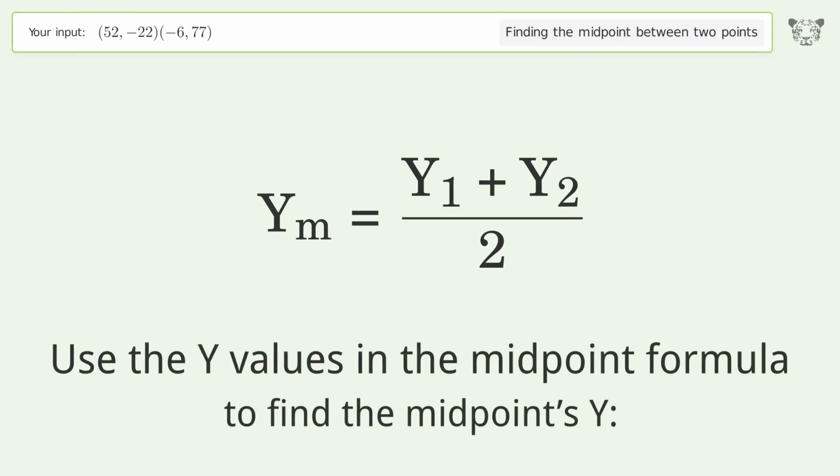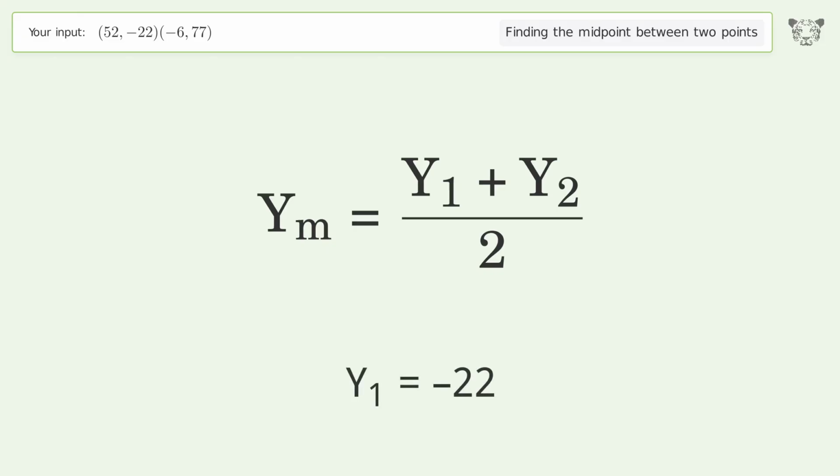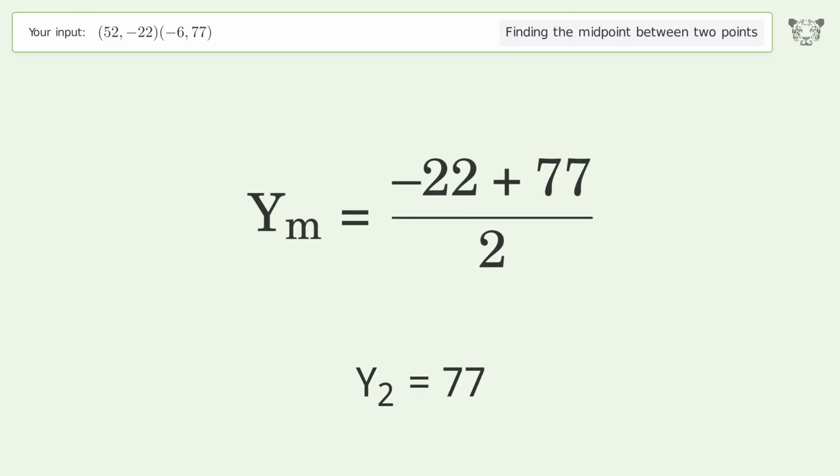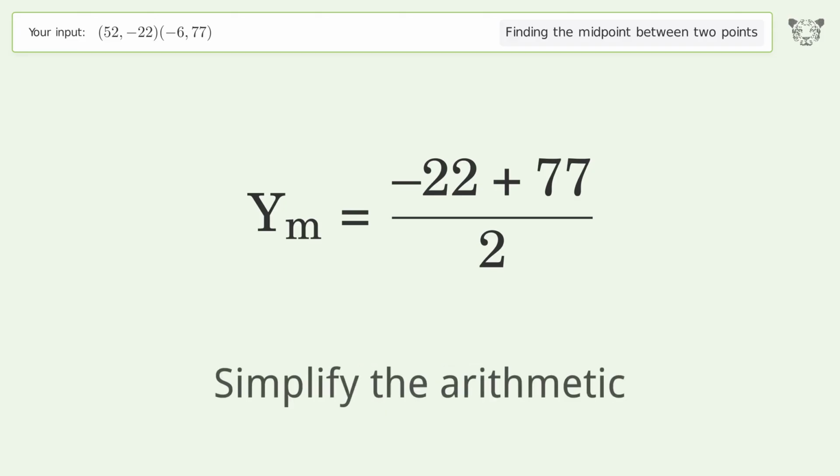Use the y values in the midpoint formula to find the midpoint's y. y1 equals negative 22. y2 equals 77. Simplify the arithmetic.